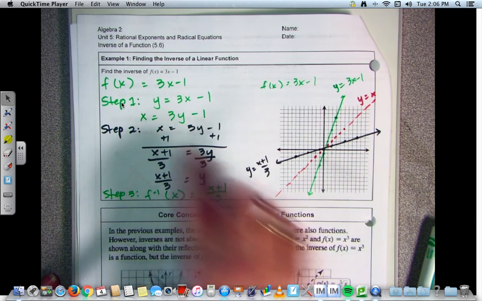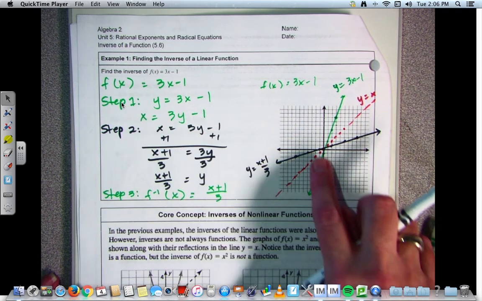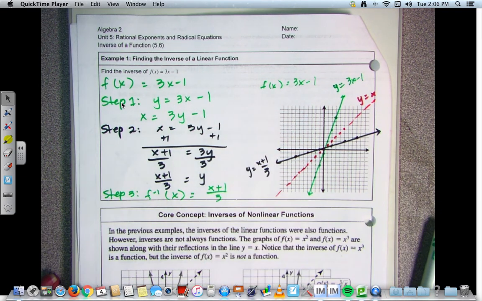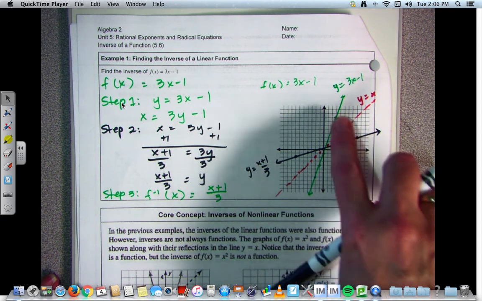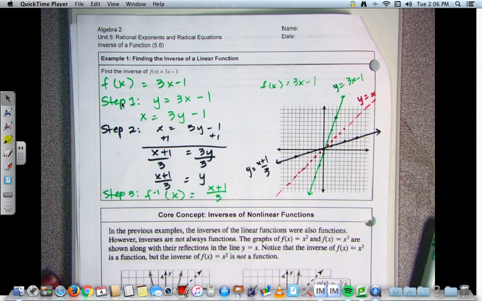As far as the domain goes, we have all x values. We can put in both positive and negative x values. We're getting out both positive and negative y values. So we don't have any restrictions with the domain and the range.